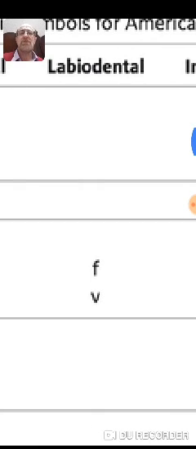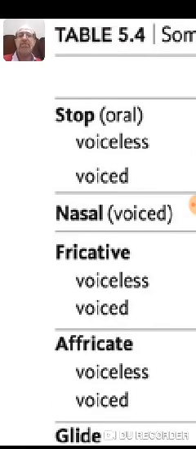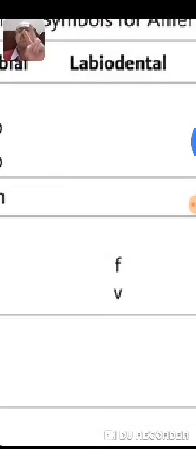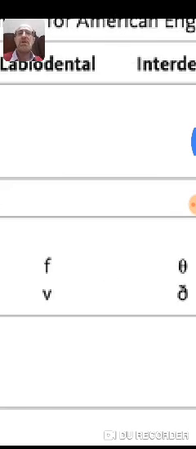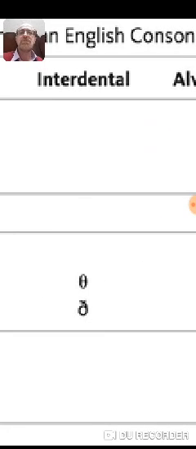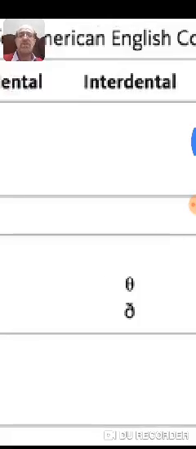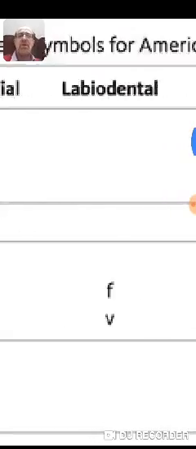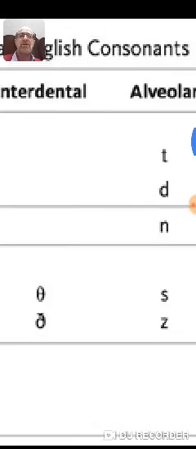Now labiodentals. Remember, labiodentals are f and v, which are fricatives. English has got two labiodentals. Now let's go to the next one. Interdentals. Interdentals again are fricatives. Okay? Now they are like this.